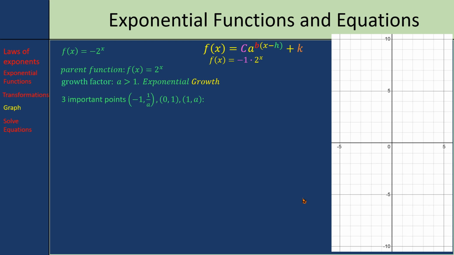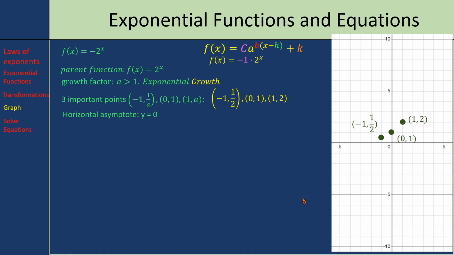All right? The three important points are, remember the formula, -1 and 1 over a, 0, 1, and 1, a. So in this case, I have -1 and 1 over 2. 0, 1, and 1, 2. Okay, I'm going to plot that on the graph. Looks like that. Okay, -1, 1/2, 0, 1, and then 1 and 2.